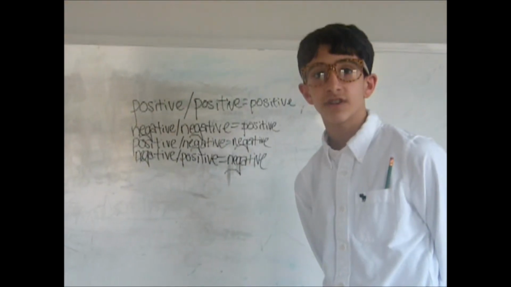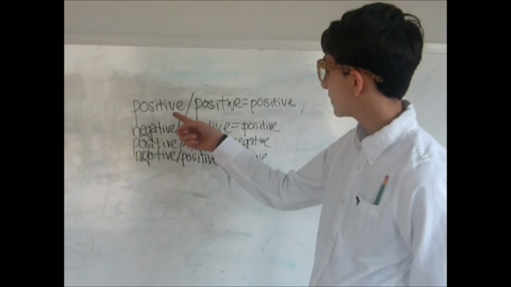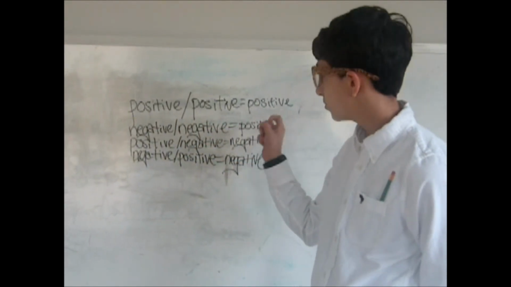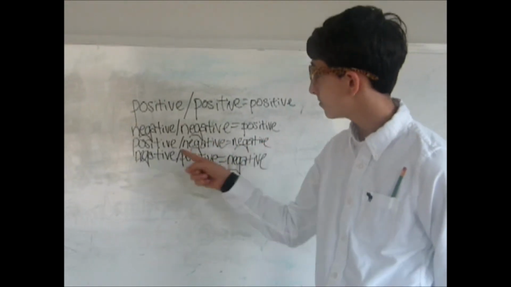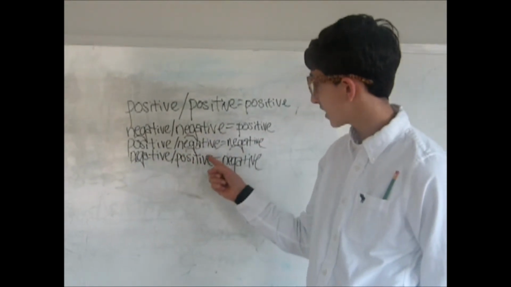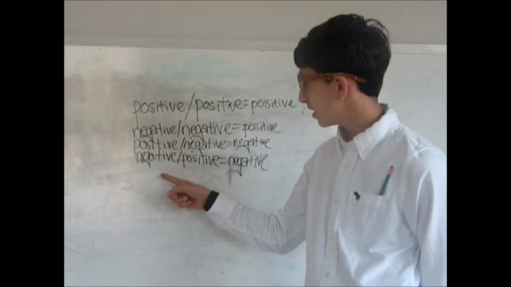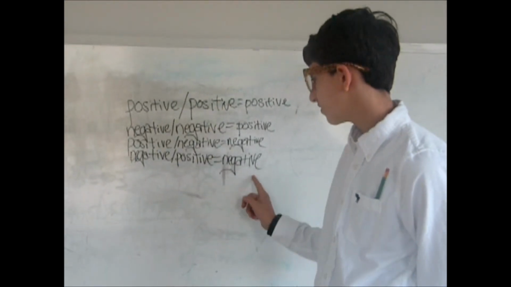The rules of division are very similar. A positive divided by a positive is a positive. A negative divided by a negative is a positive. A positive divided by a negative is a negative. And a negative divided by a positive is a negative.